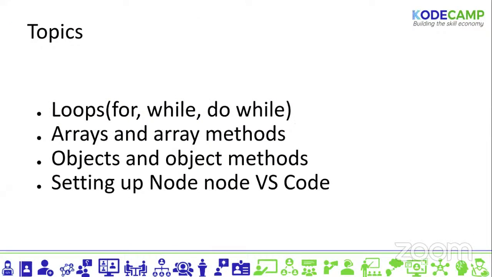We'll go over loops. So that's for, while, and do while loop. Then we'll talk about arrays and array methods, and then we'll talk about objects, and then about object methods. Then we'll talk about setting up your Node. We'll set up Node and VS Code offline. So that's what we are going to do. So I hope everyone is following up to this point.